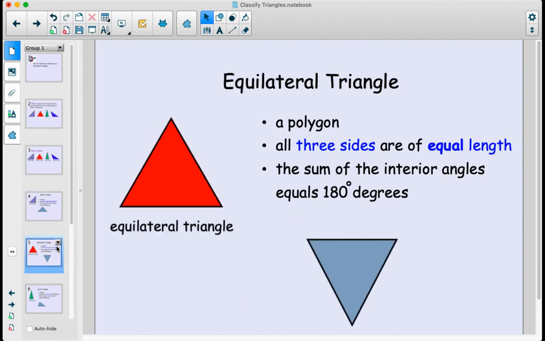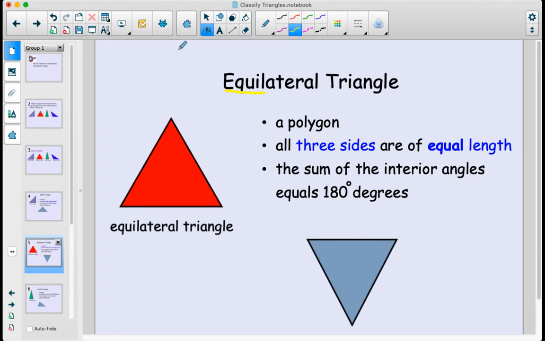Our next triangle is the equilateral triangle. The equilateral triangle is a polygon. All 3 sides of the triangle are of equal length, and you can hear the word equal, and you can see the word equal in the word equilateral. It's easy for me to remember this triangle because of the equilateral.